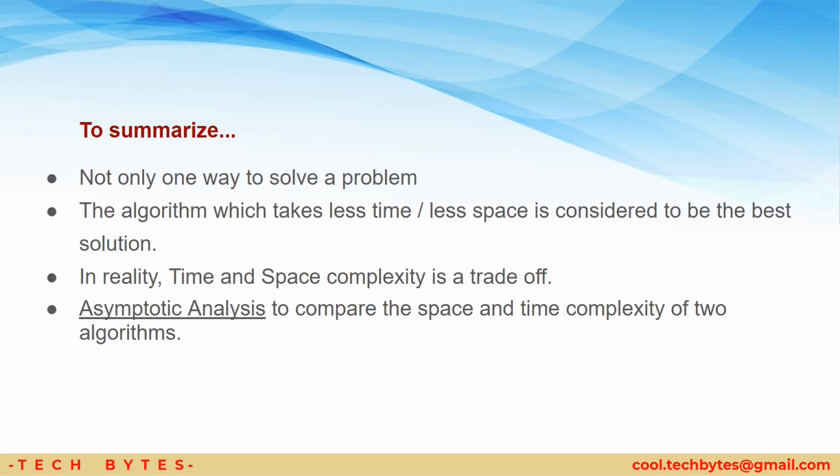And to summarize what we have discussed so far: first, there is not only one way to solve a problem. Second, the algorithm which takes less time, less space is considered to be the best solution. Third, time and space complexity is a trade-off. Fourth, to measure time and space complexity, we usually do asymptotic analysis, right?